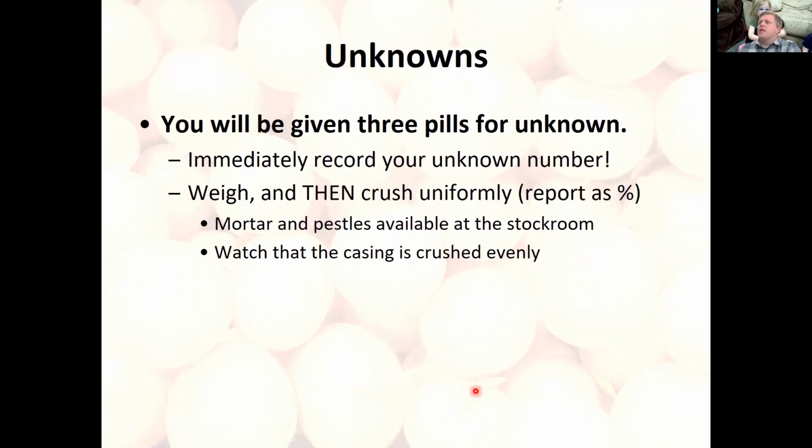All right. And for the lab, normally you'd be given 3 pills for unknowns. You'd immediately record the number of the unknowns. Of course, you're not getting unknowns if you're doing this online. If you're doing this in person, you will get unknowns and need to record those numbers right away.